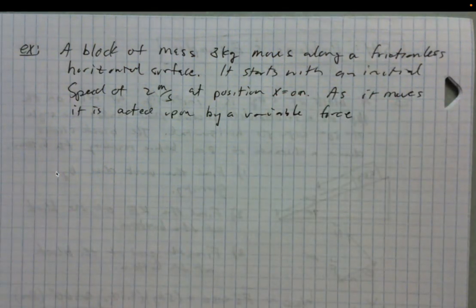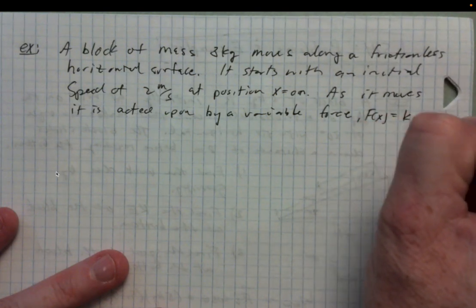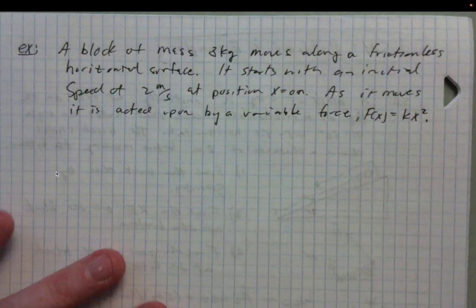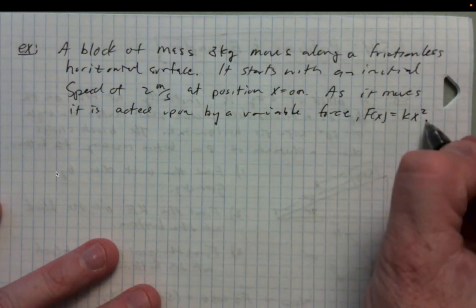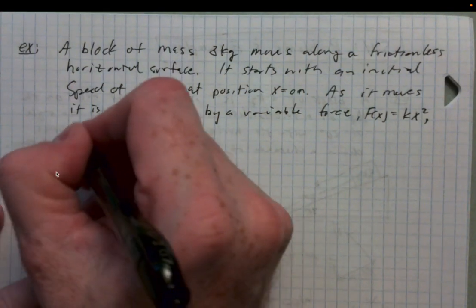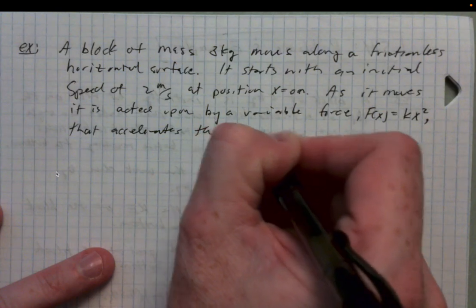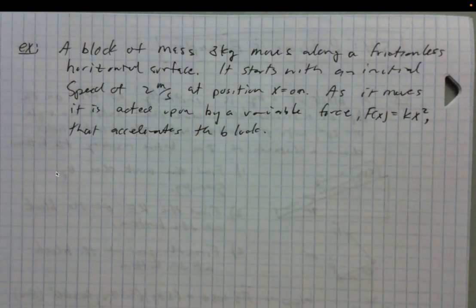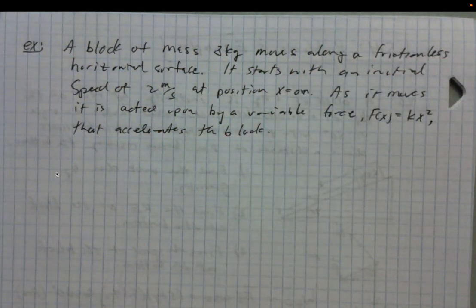Right, so that means our work equation is going to be a little more complex, potentially. It is acted upon by a variable force, and we'll say that force is f of x equals kx squared, that accelerates the block. So it's already going 2 meters per second, and then some force starts to act on it at position x equals 0 meters. And once that force starts acting on it, obviously it's going to accelerate.